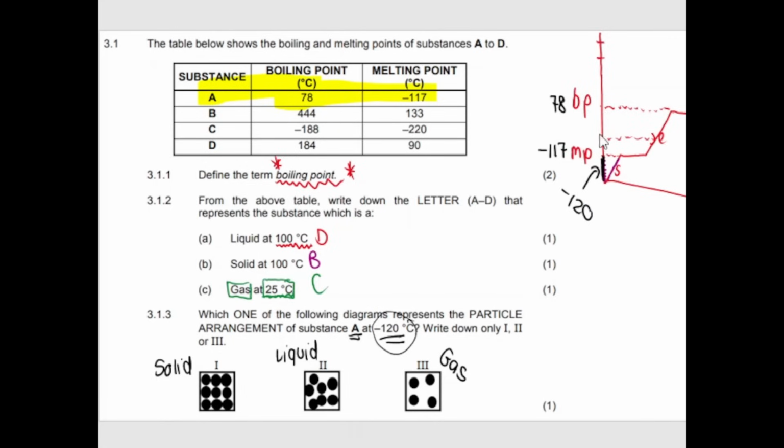So -120 won't be between the melting point and the boiling point, which means it does not represent liquid. It definitely does not represent gas because the boiling point is only 78. So if A was 80 degrees, 90 degrees, 100 degrees, then it would be gas. But in this case, -120 represents solid phase. So you will write I.